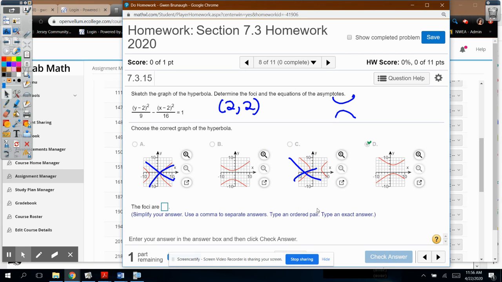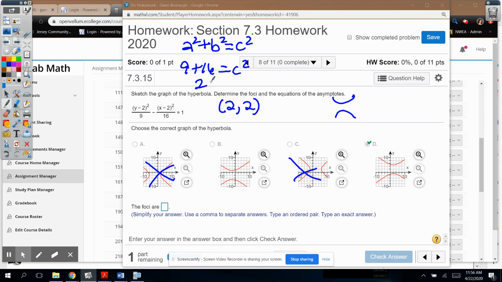Okay, moving on, they want to know where the foci are. The foci comes from C. You'll take A squared plus B squared equals C squared. 9 plus 16 is C squared, which is 25. And C is 5. Now, we're going to count 5 from my center, 2, 2, up and down to make sure those dots are in the middle.